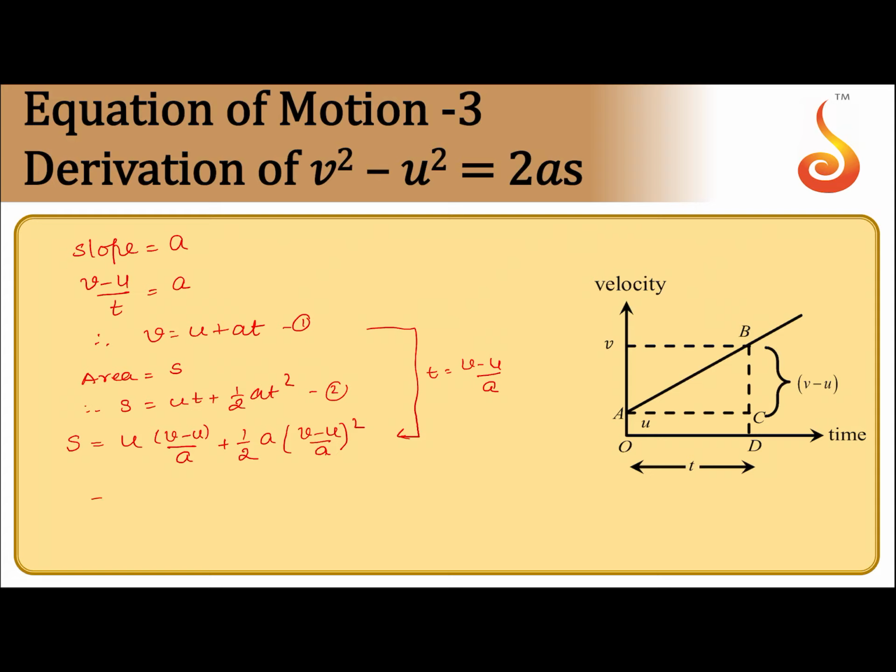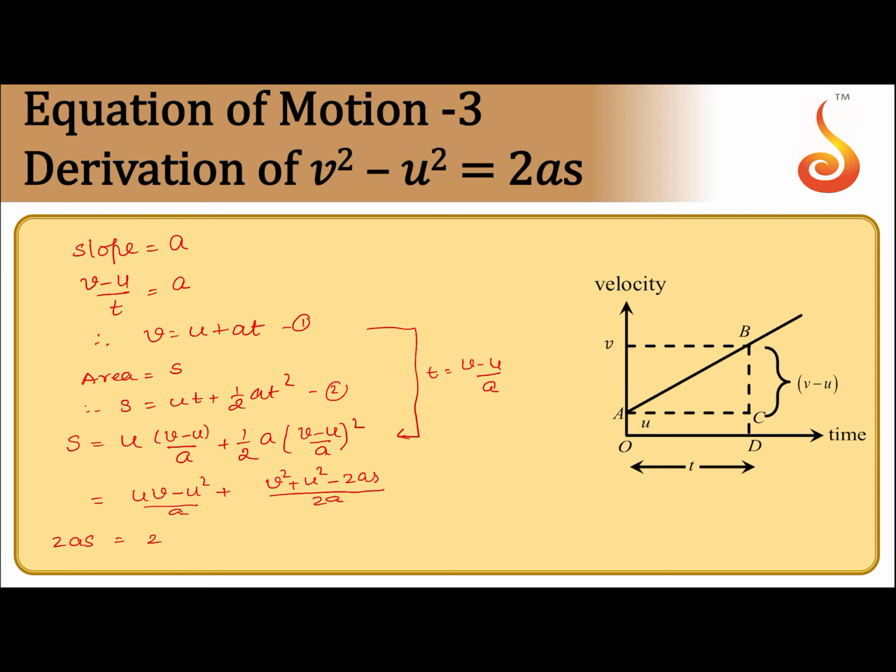Further simplification, this is equal to uv minus u square plus one a appears in the denominator, you may notice that v square minus u square, that is plus u square minus 2uv, whole divided by 2a. Let us cross multiply, we will have 2as is equal to, there is one a here of course.